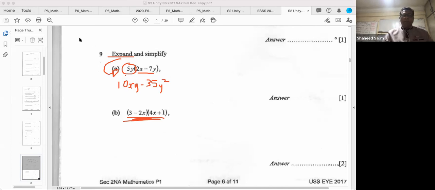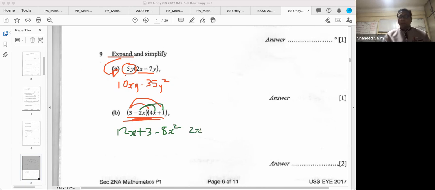Now, we try. Remember, you decide you times like that, then times like that. Then later, you have to also times the next one. Times this one, times this one. So 3 times 4x, 12x. 3 times 1, 3. 2 times 4, 8. Minus times plus, minus x times x. Don't forget this, x squared.